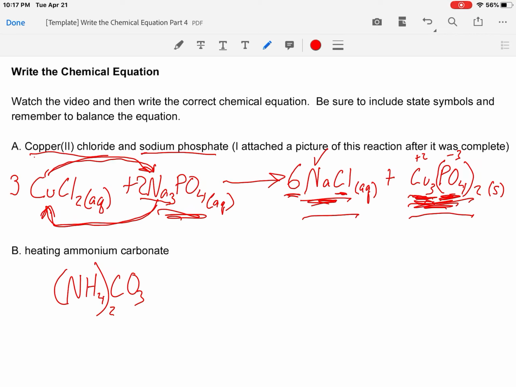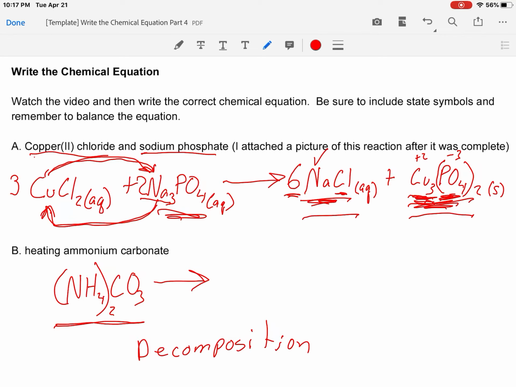In fact, it is the only reactant. Ammonium carbonate is the only reactant. This, of course, means that it is a decomposition reaction. Decomposition reaction, you can recognize that by the fact that there is only one reactant. It is one single compound that decomposes or breaks apart into multiple products. So here's the tricky part. What are those three products?